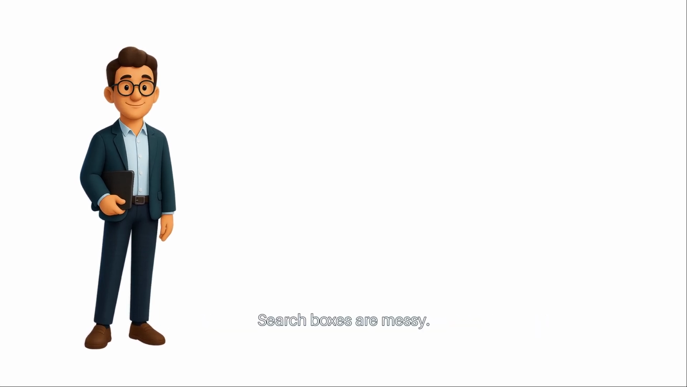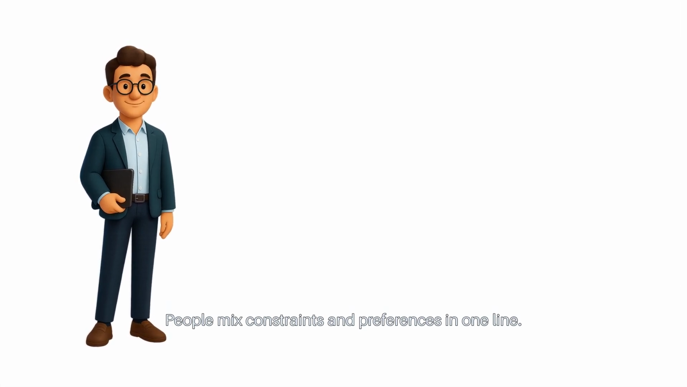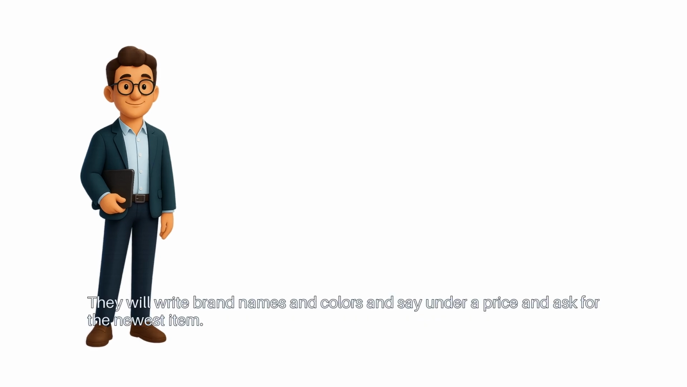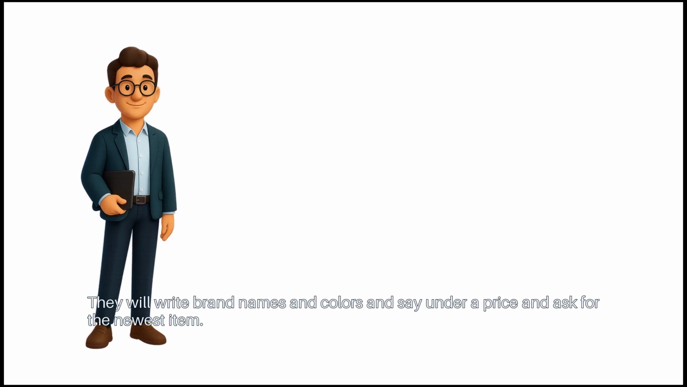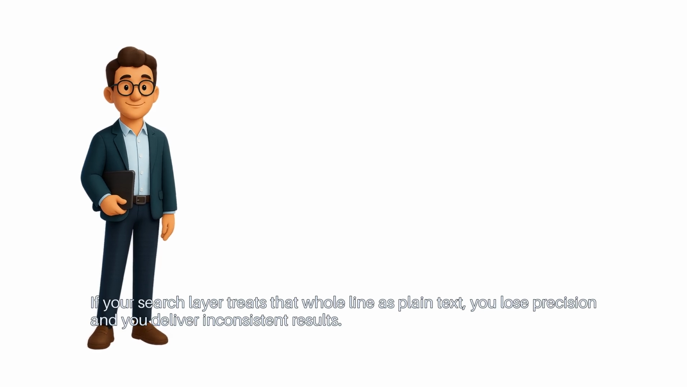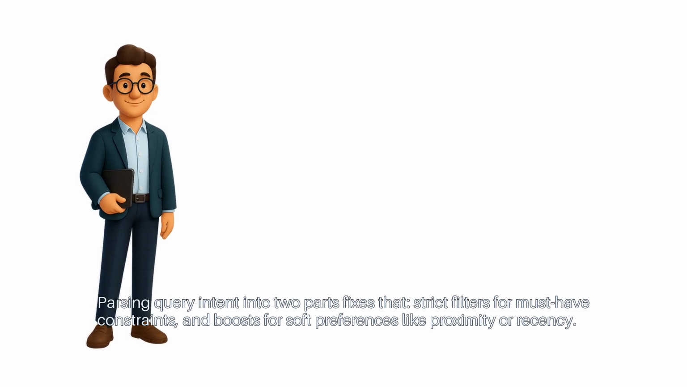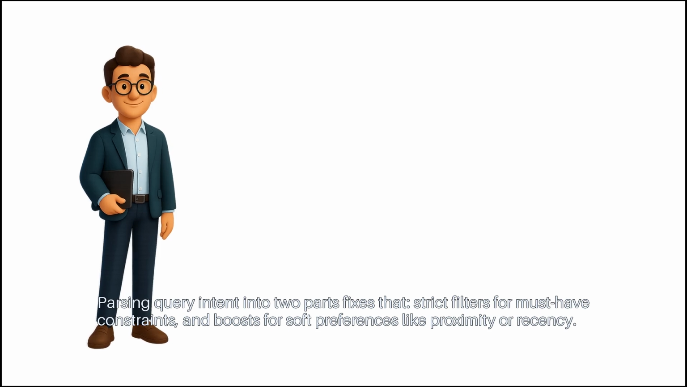Search boxes are messy. People mix constraints and preferences in one line. They will write brand names and colors and say under a price and ask for the newest item. If your search layer treats that whole line as plain text, you lose precision and you deliver inconsistent results. Parsing query intent into two parts fixes that: strict filters for must-have constraints and boosts for soft preferences like proximity or recency.